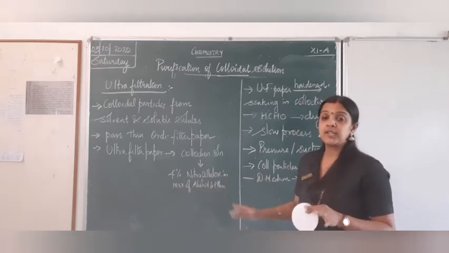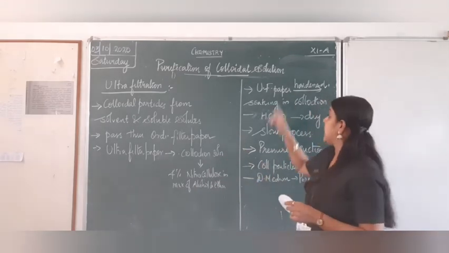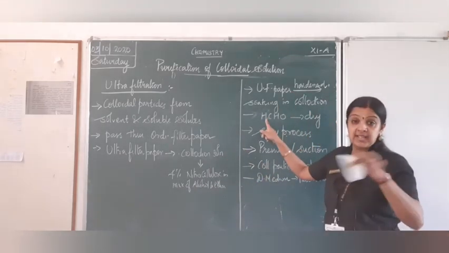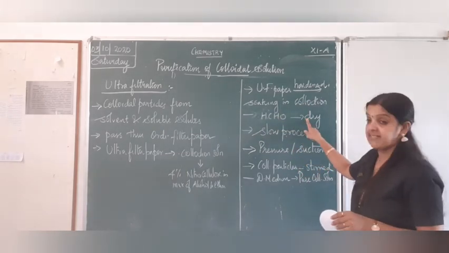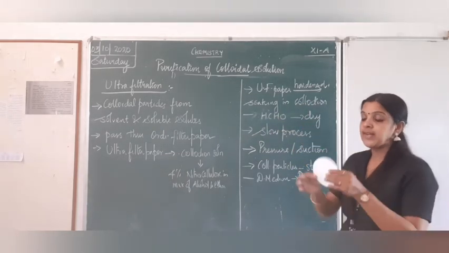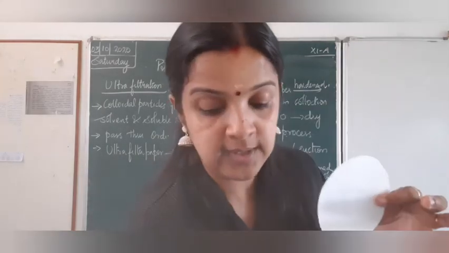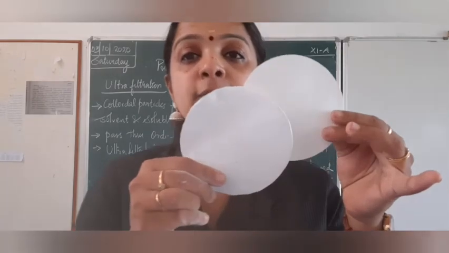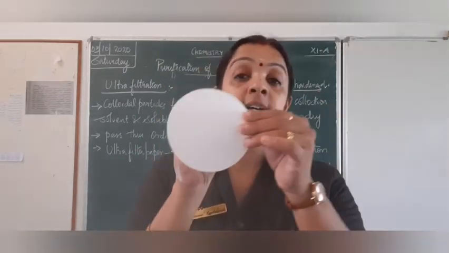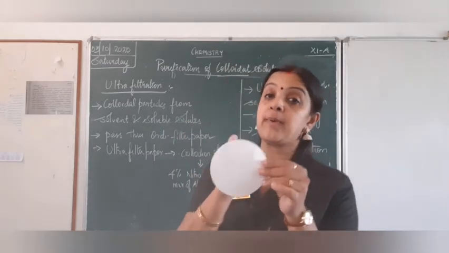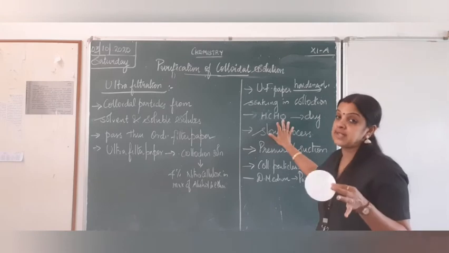What do you do? You dip the filter paper in this collodion solution and then you harden it, meaning you put it in formaldehyde and then dry it. Once you dry it, you get a filter paper. See, this is the ultra filter paper, not a normal one. This is a normal one. You can see the difference, I hope, right? This does not allow the colloidal particles to pass through it very easily. So that is how you prepare an ultra filter paper.